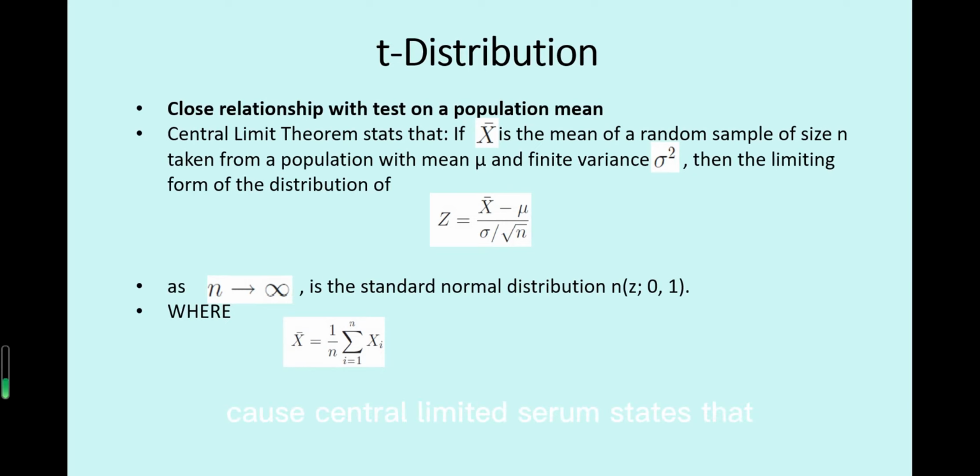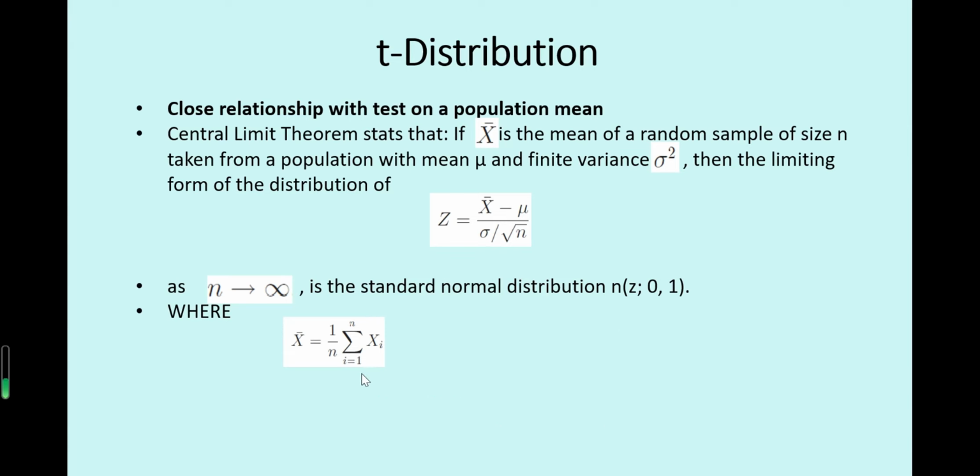Because the central limit theorem states that if x bar is the mean of a random sample of size n taken from a population with mean mu and finite variance sigma squared, then the limiting form of the distribution of x bar minus the population mean mu, which we want to estimate, divided by sigma over the square root of the sample size, has the standard normal distribution with mean 0 and standard deviation 1. Just note, in this case, we do not need to say whether the population is normally distributed or not, because the central limit theorem states that any distribution from the population in the large sample will have the standard normal distribution.